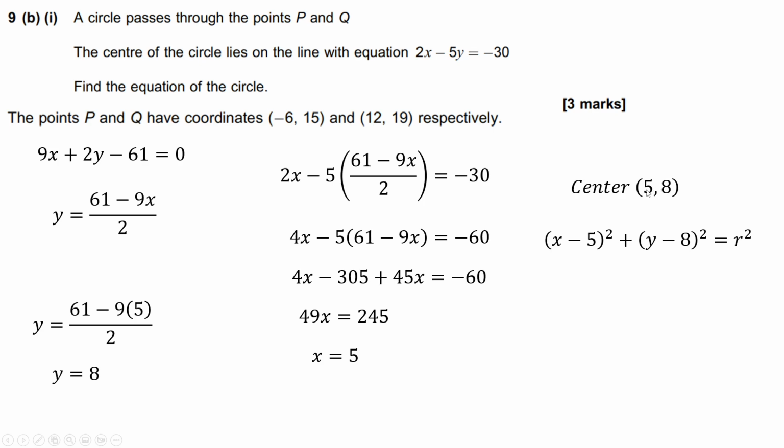just set up Pythagoras. So, if you imagine the circle like this, we've got a point here and we've got the center. We just need to go from that center to that point. So say if we pick this one, for example, from 5 to 12, you're going across 7, and then from 8 to 19, you're going across 11. So it's just going to be the square root of 7 squared plus 11 squared. So 49 plus 121 square rooted is, oh, you don't even need the square root because you want r squared, so that's fine.